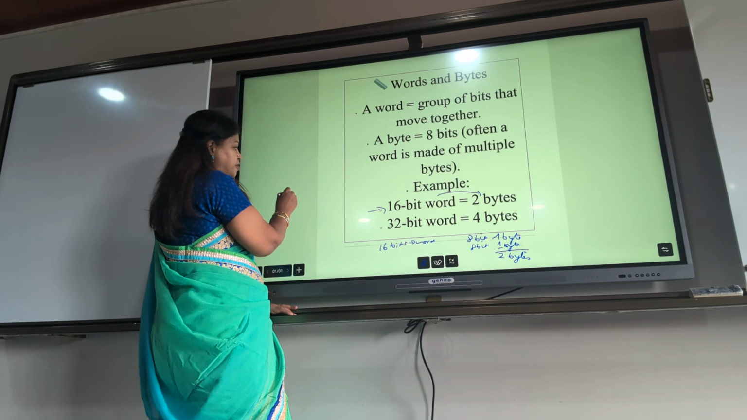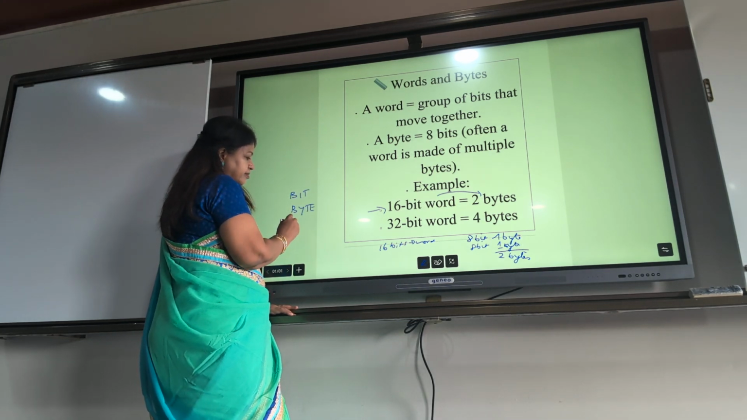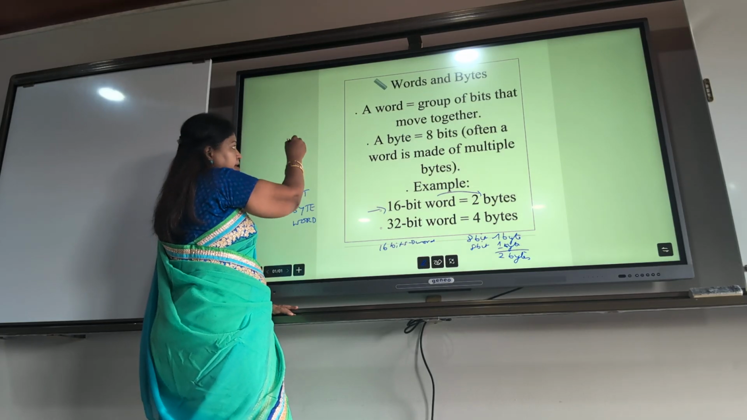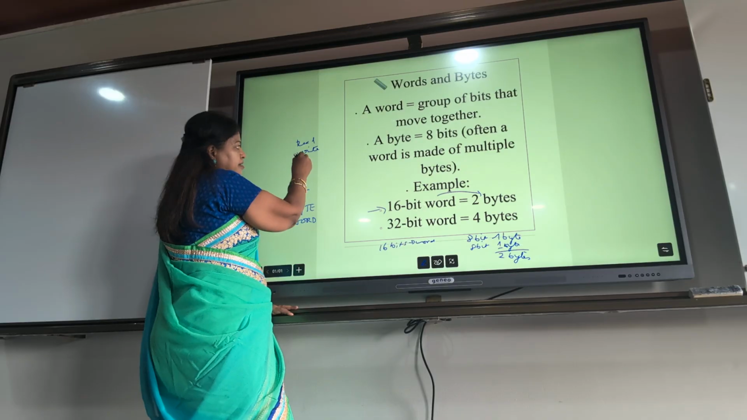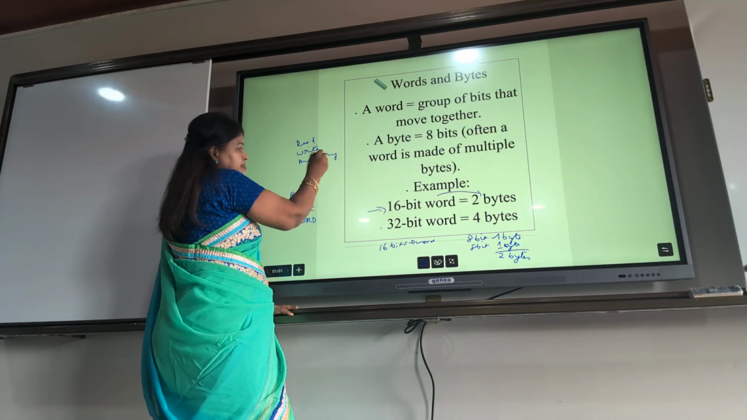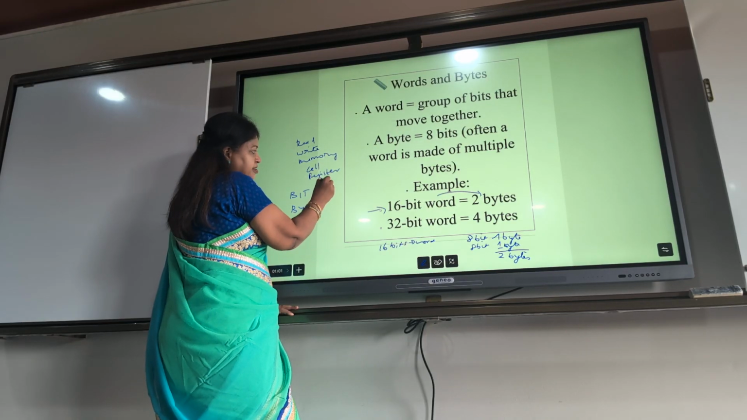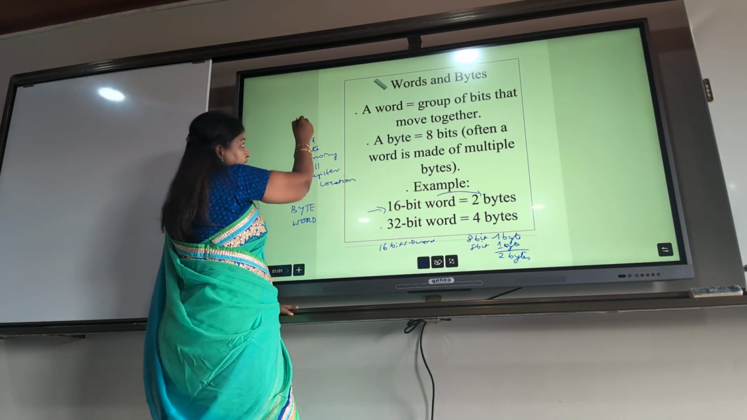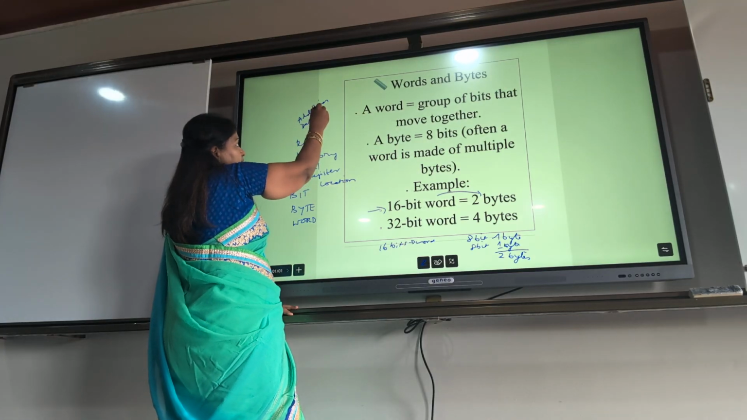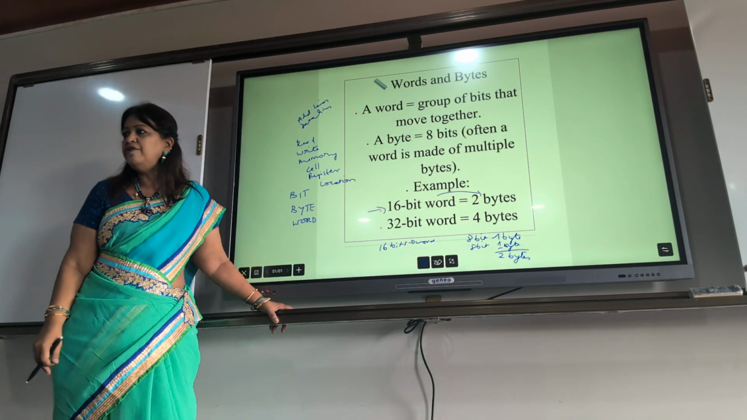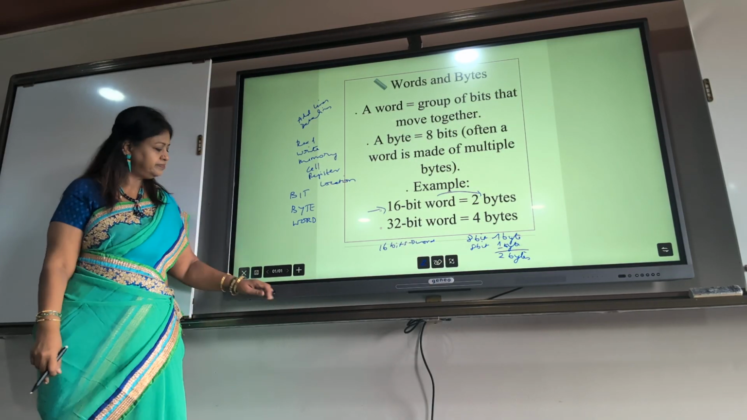So these words you should remember: bit, byte, word, read, write, memory, cell, register, location, address lines, data lines. All these terms you should remember for memory. Okay?